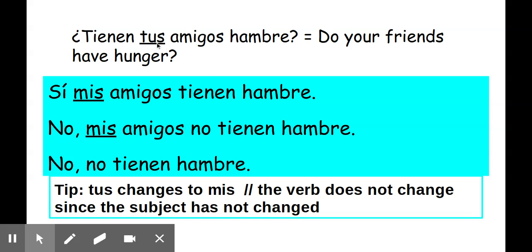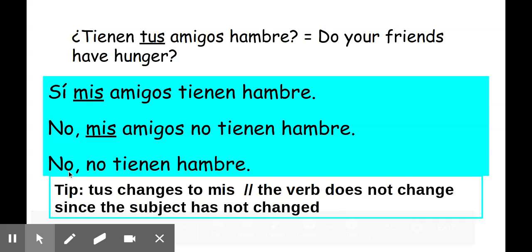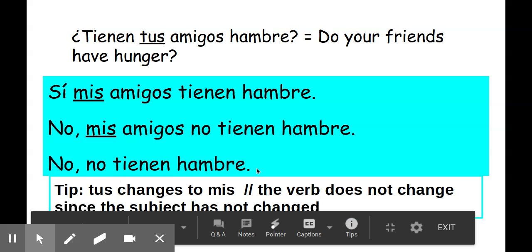Also notice that this is different than tu, because we're talking about multiple friends, which means this possessive adjective, your, has to be plural, as well as the possessive adjective my has to be plural, because adjectives in Spanish agree in number. The negative of this would be, no, mis amigos no tienen hambre. And again, you sandwich the subject in between the two no's. No, my friends do not have hunger. Or we can simply leave the subject pronoun out and just say, no, no tienen hambre.